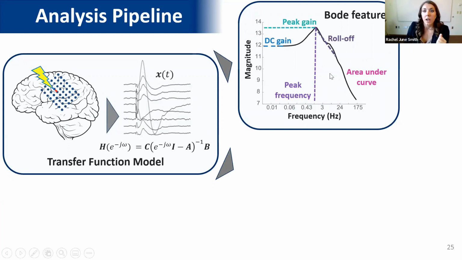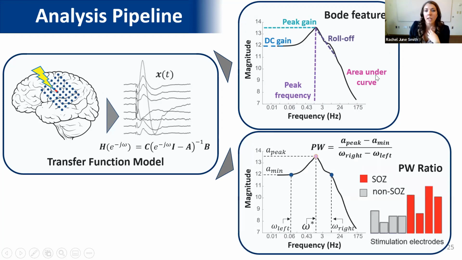Some of the features that we pulled out are one called the DC gain, which is what the output of the system is at 0 frequency. And then we can look for the peak gain, the peak frequency, the roll off, the area of the curve, different things. We also wanted to build a custom metric that would get at this idea of resonance, right? So we needed to know, where do we find these peaks in the Bode plot? How do we characterize them?